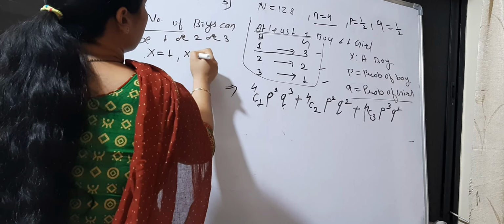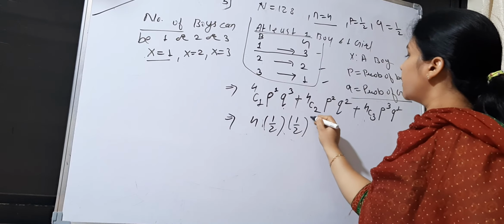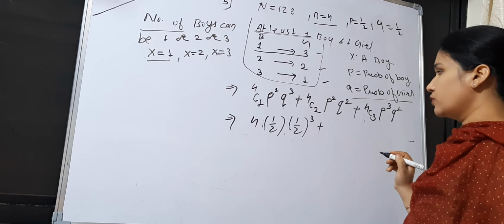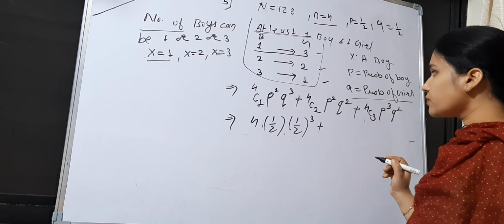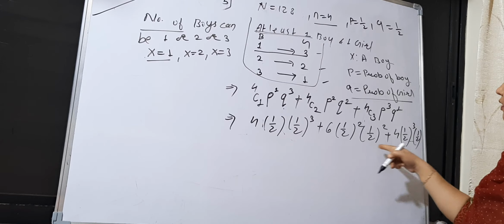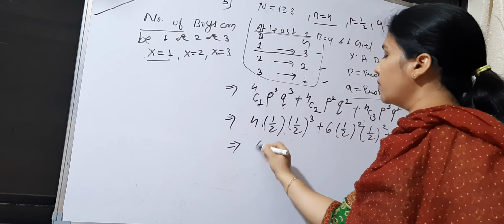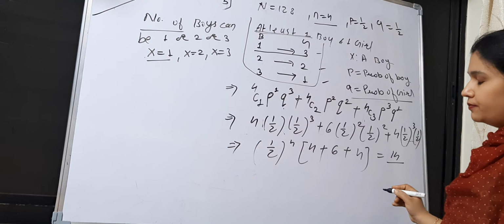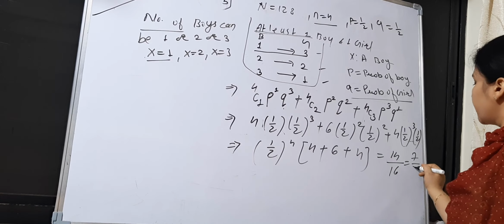Now 4C1 will be 4, P is 1 by 2, Q is (1 by 2) to the power 3. 4C2 is 4 times 3 by 2, that is 12 by 2, which is 6, times (1 by 2) squared, (1 by 2) squared. 4C3 is 4, times (1 by 2) cubed and 1 by 2. So everywhere we have (1 by 2) to the power 4, so I am taking it common. Now what is remaining? Here it is 4, here it is 6, here again 4. 4 plus 6 is 10, plus 4 is 14, over 2 raised to 4, which is 16. It can be written as 7 by 8.